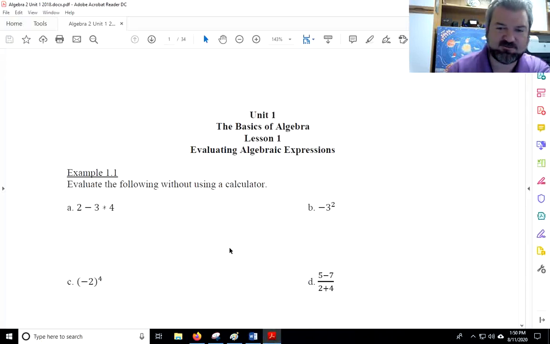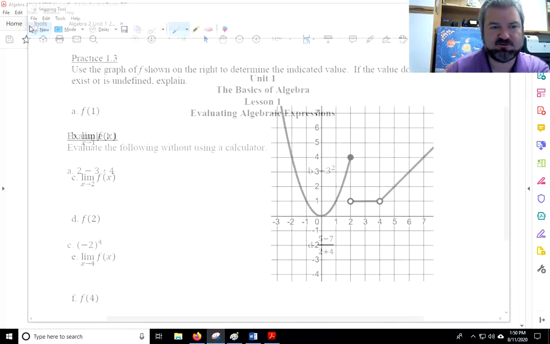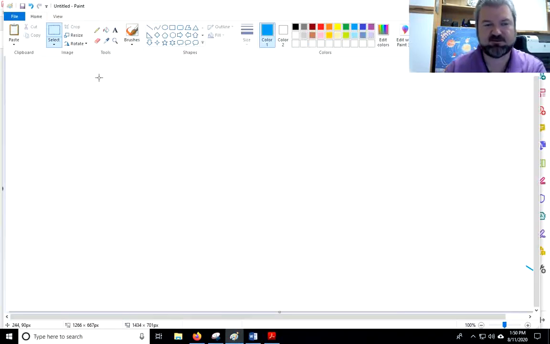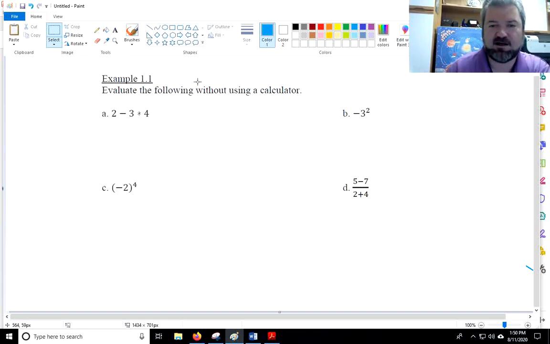Okay, let's go back to our notes. First, we're going to do an example together. So I'm just going to make a copy of this and paste it into a paint window, and I'll evaluate them here. All right, 2 minus 3 times 4. Well, I think we all need to just take a moment to review how to evaluate expressions, because some of you have used calculators almost exclusively. Others of you, this is super easy. We want to make sure that we take a second to review it.